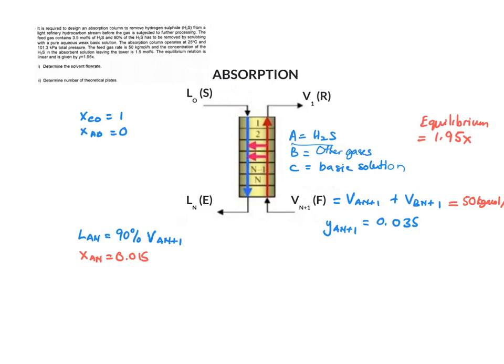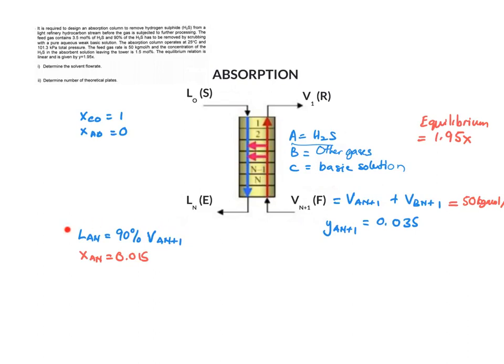Now, in this schematic diagram, when you transfer your data, you are given that the solvent is pure, therefore XC0 equals 1 and XA0 equals 0. So there is no flow rate of solute in the solvent stream. We are also given the mole fraction of the solute in the feed gas, which is 0.035. In the feed gas, we have VAn plus 1, the flow rate of solute, and VBn plus 1, the flow rate of the other gases. The feed is given as 50 kilogram mole per hour.